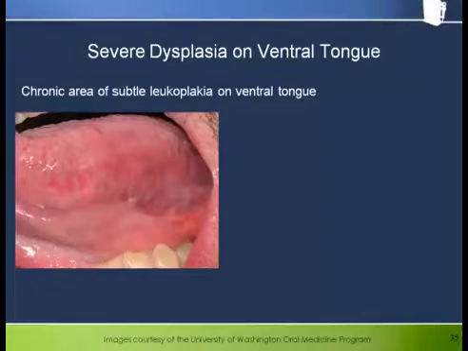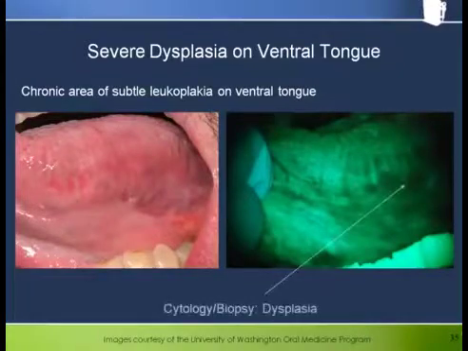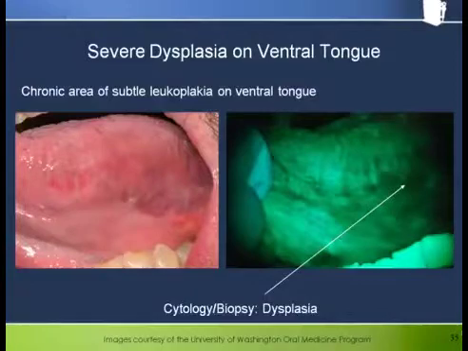Here is a worrisome-looking area under white light that becomes more so after the unusual, irregularly shaped dark area that becomes apparent under VELscope. There is little to suggest this particular morphology based on the presentation under white light, and this makes it all the more troubling. Cytology and biopsy showed there to be dysplasia in the area indicated by the arrow.